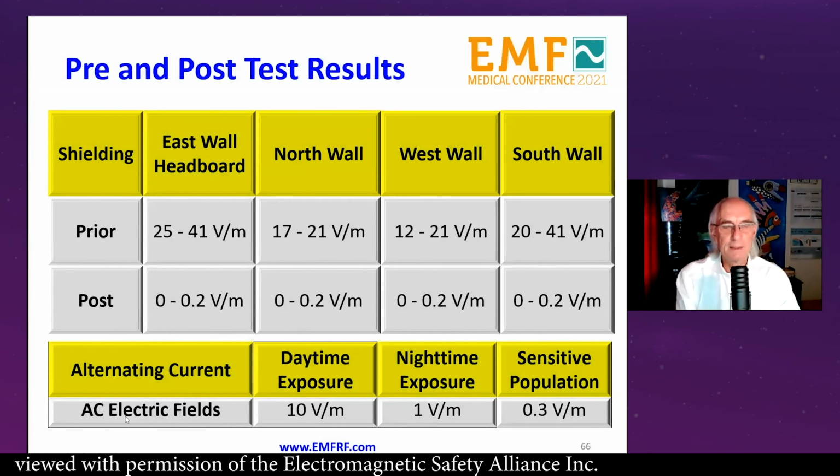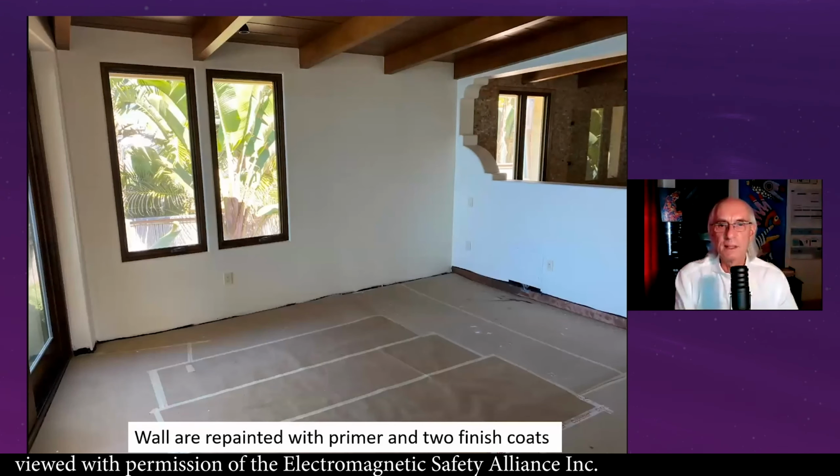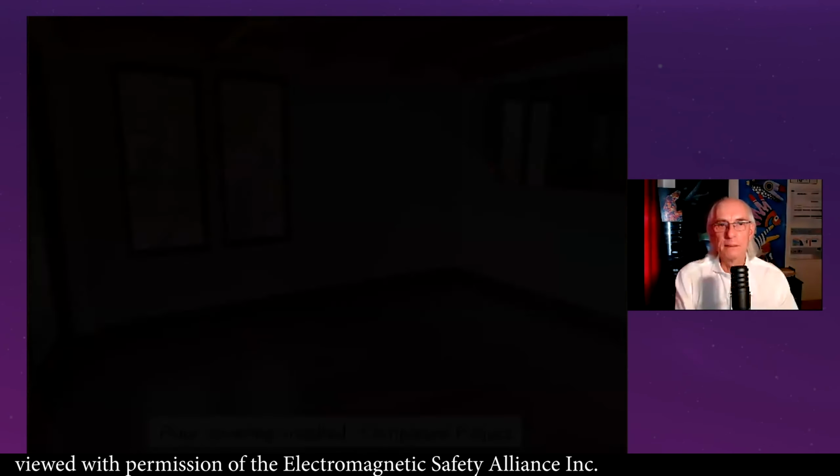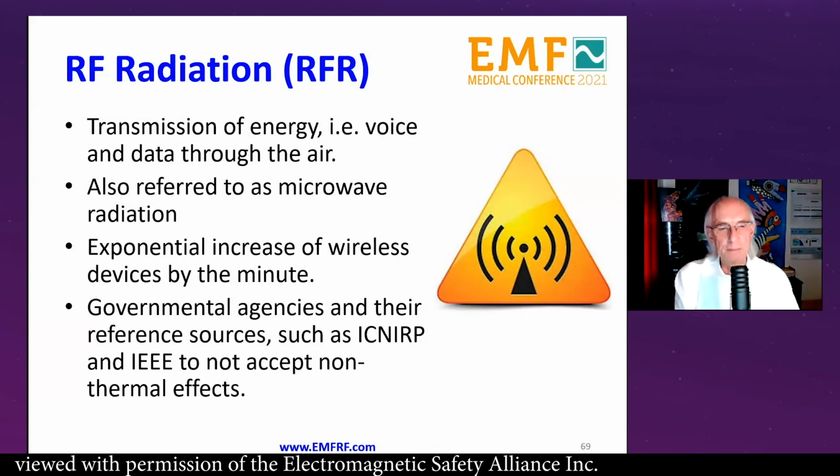We compare that to European guidelines: daytime exposure 10 volts, nighttime exposure 1 volt, and sensitive population 0.3 volts. So goal accomplished, I would say. Fairly straightforward scenario. And now the paint goes back on after we've verified and tested, because we can't go back here once it's painted. We won't be able to make a connection again, right? And the hardwood floors come in and the building is ready to be occupied. Okay.